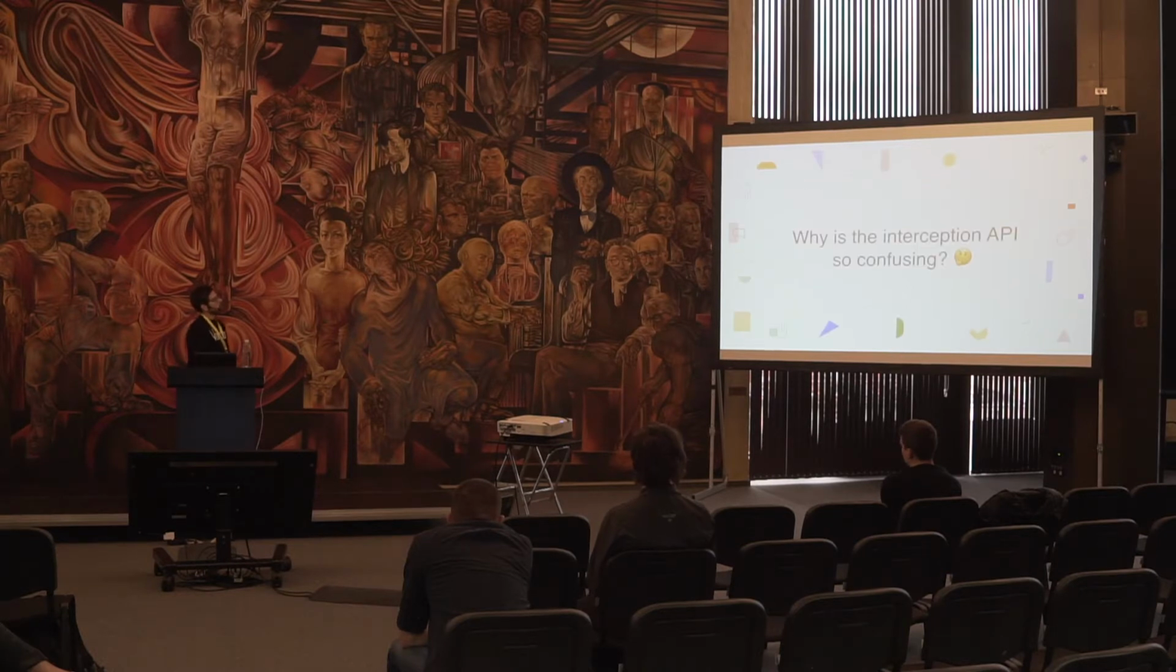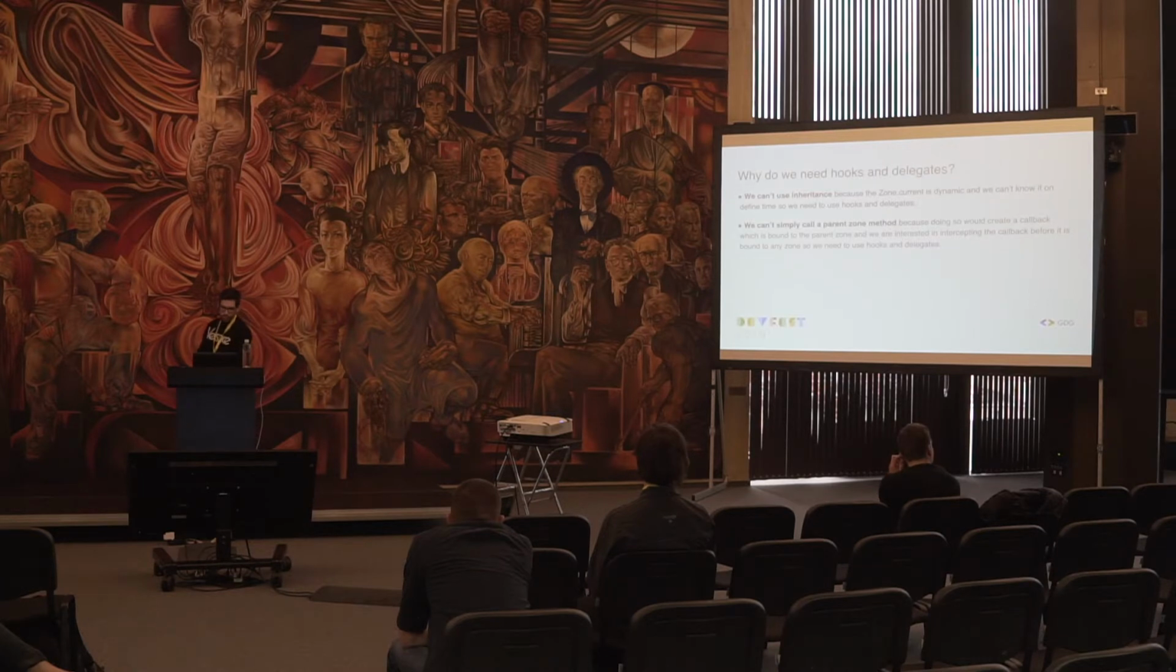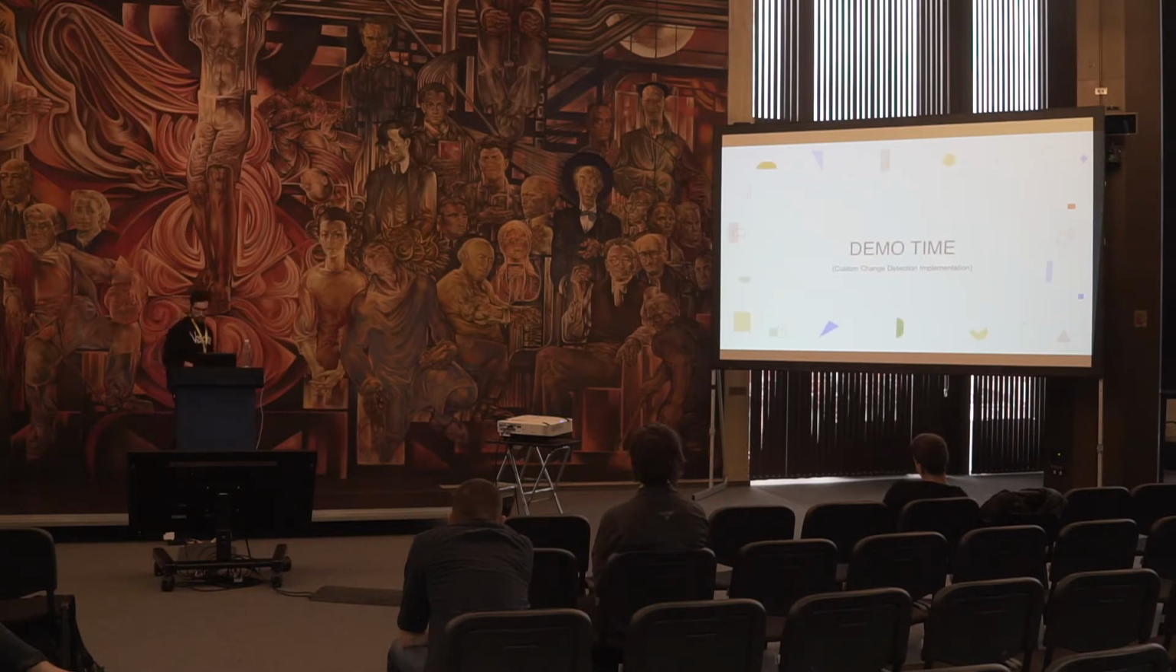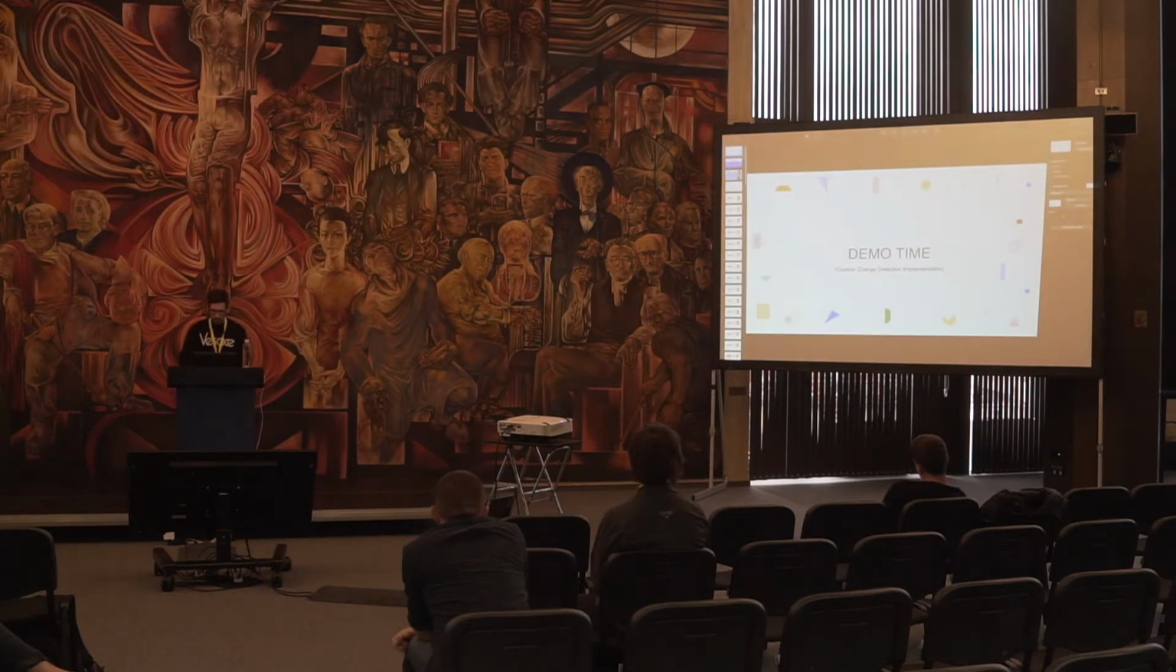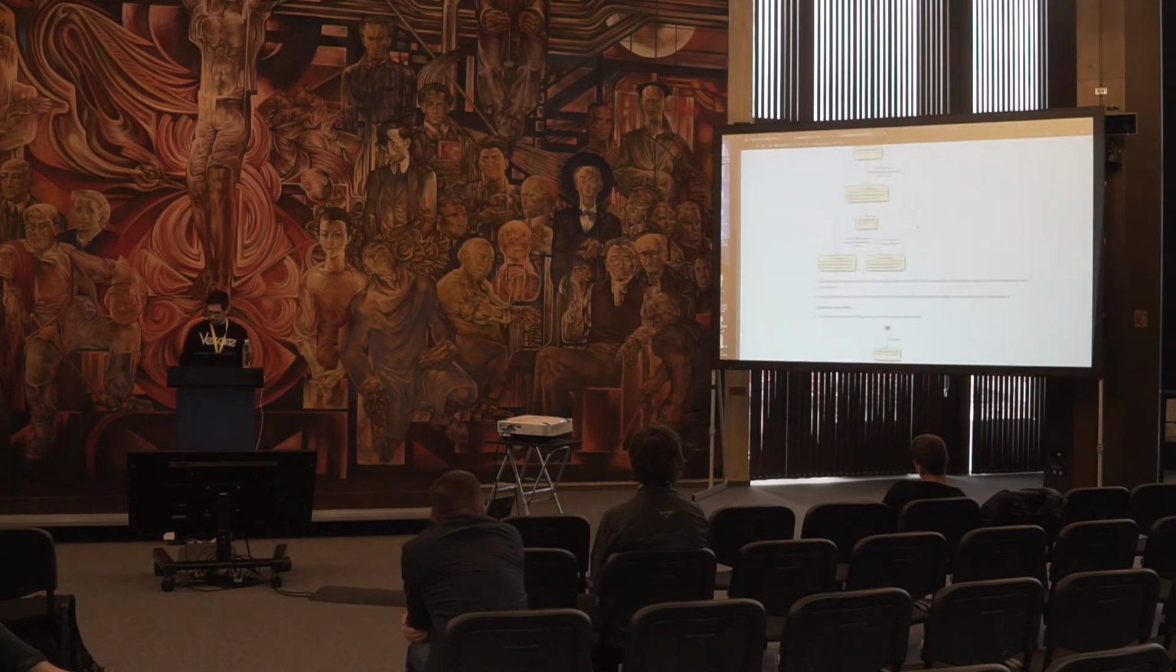So, why is the interception API so confusing? Well, I told you we cannot just use the simple techniques. We just need to communicate with those delegate methods that are given to us from zone.js. So pretty much now I'm going to walk you through the demo that I developed, and hopefully you're going to see how this whole thing is working.